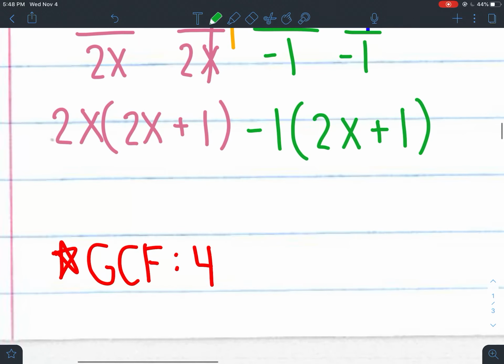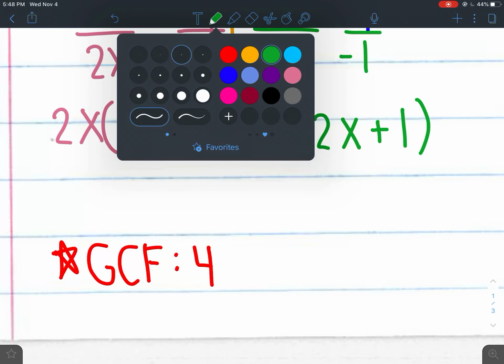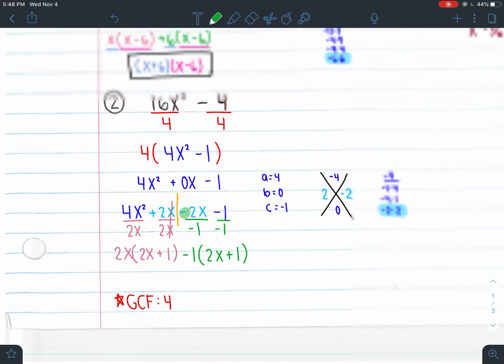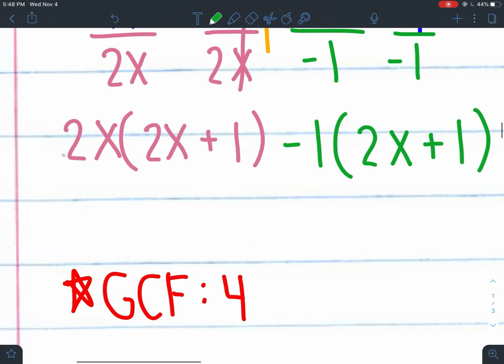So now I'm here. You check, do you have matching sets of parentheses? And we do, so we're all good there. I forgot what color I used for the second half. I used the lavender color.